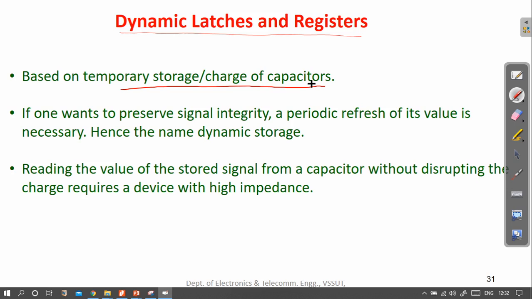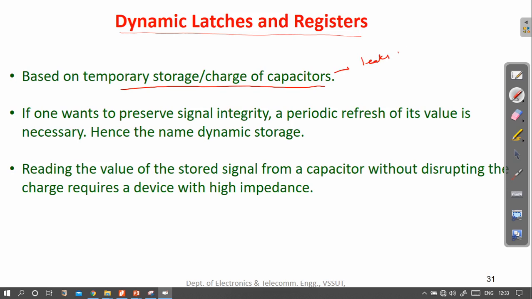So you will see the circuits are simpler in the case of dynamic latches. They will be simpler and will consume a smaller number of transistors. But there are specific applications for static latches and dynamic latches, static circuits and dynamic circuits, static and dynamic memories.